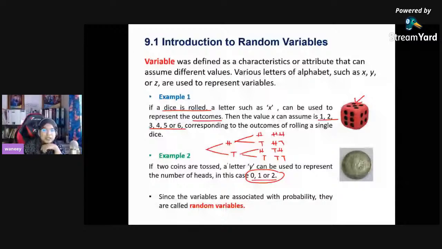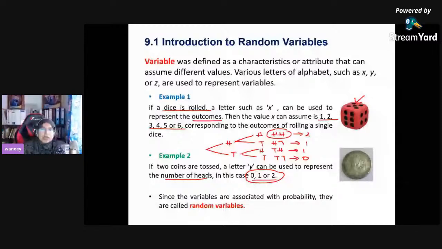So for example, here the number of heads is 2. The second one, the number of heads is 1. The third one, the number of heads is 1. The last one, the number of heads is 0. So that is why we can say the letter Y in this case can be used to represent the number of heads, which is either 0, 1, or 2. Okay, so since the variables are associated with probability, they are also called random variables.